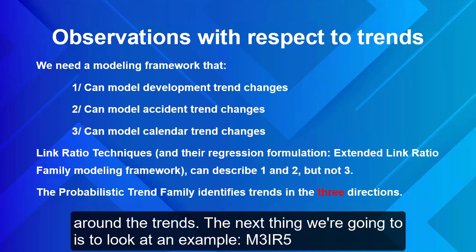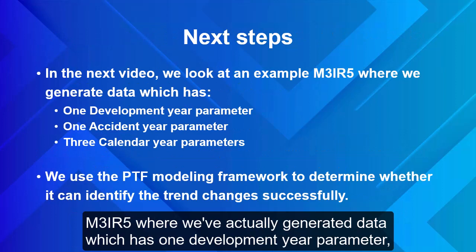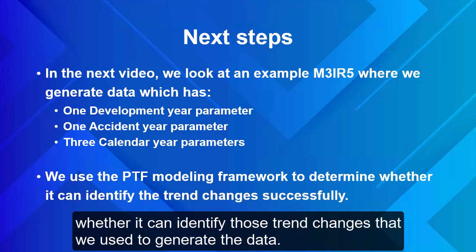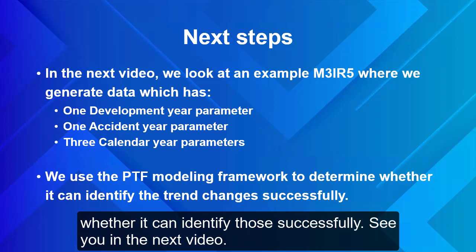The next thing that we're going to do is look at an example, M3IR5, where we've generated data which has one development year parameter, one accident year parameter, and 3 calendar year parameters. And what we will do is use the PTF modeling framework to determine whether it can identify those trend changes that we've actually used to generate the data, whether it can identify those successfully. See you in the next video.